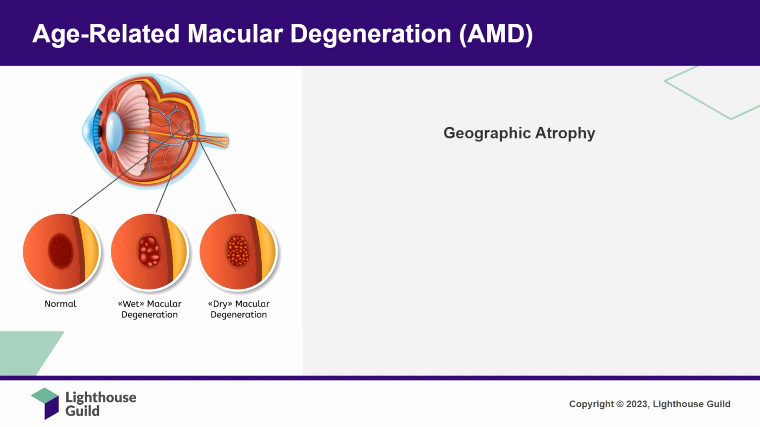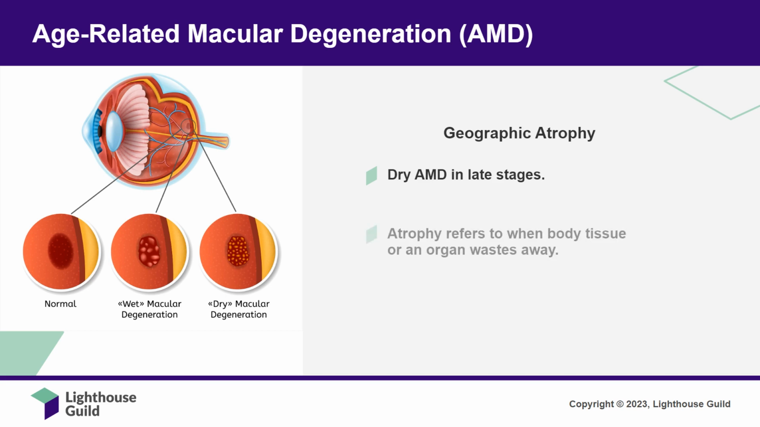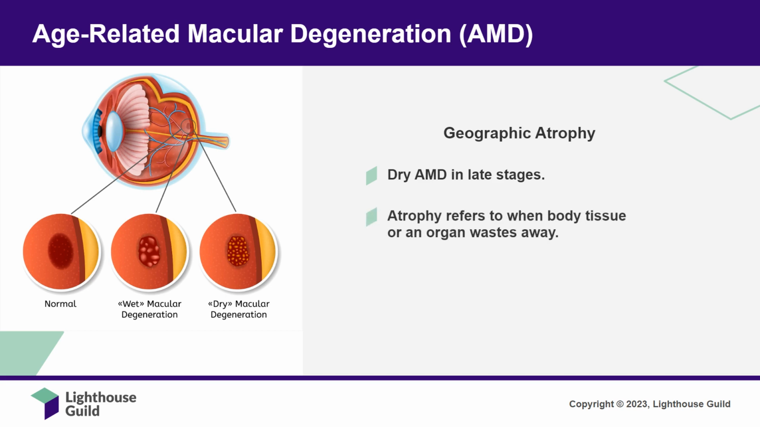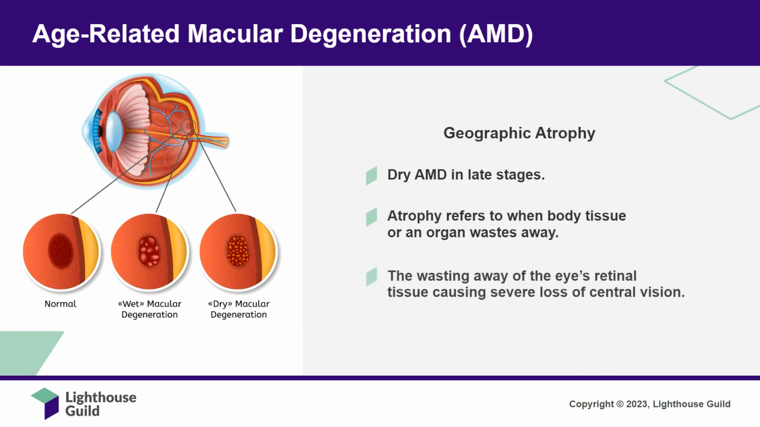Geographic atrophy is a term used to describe age-related macular degeneration in its very late stages. Atrophy refers to when body tissue or an organ wastes away, reduces in size, or dies. In this case, it refers to the wasting away of the eye's retinal tissue, causing severe thinning of the macula and loss of central vision.